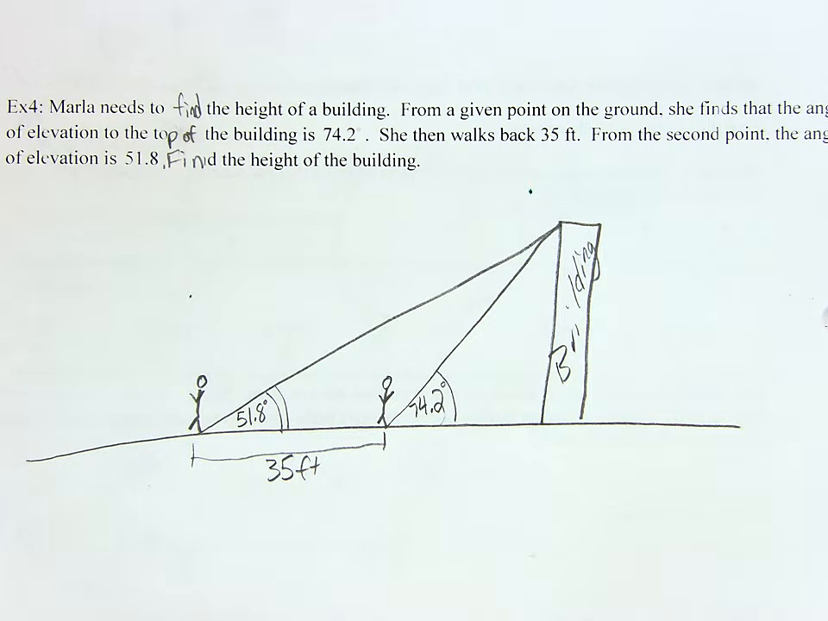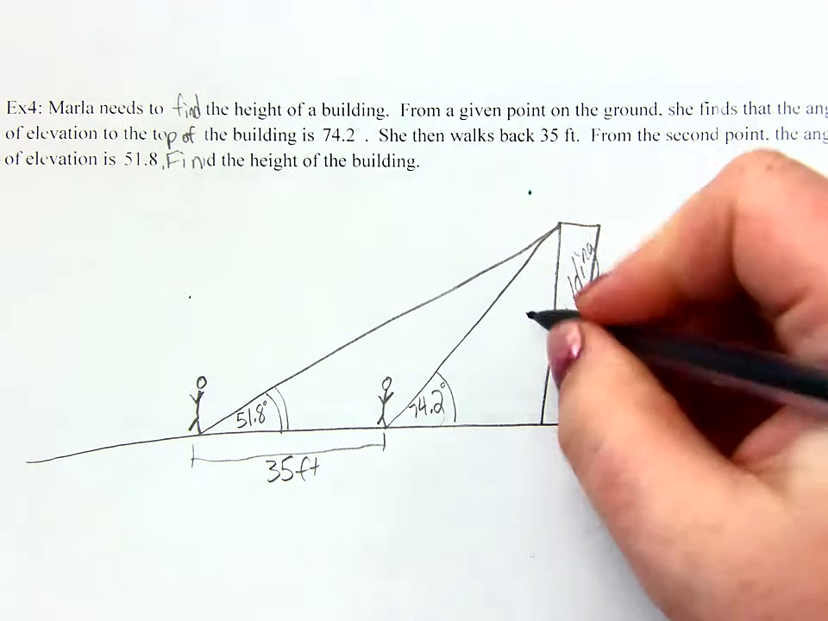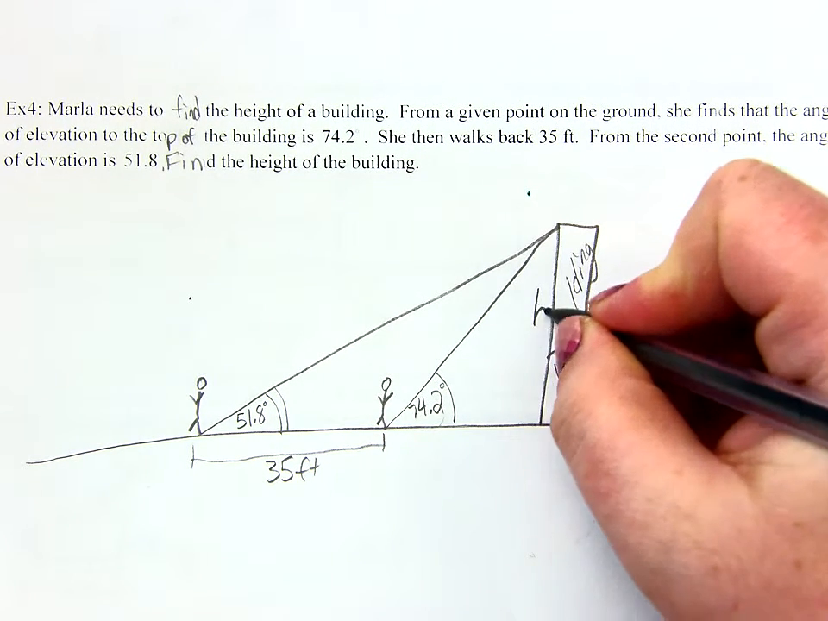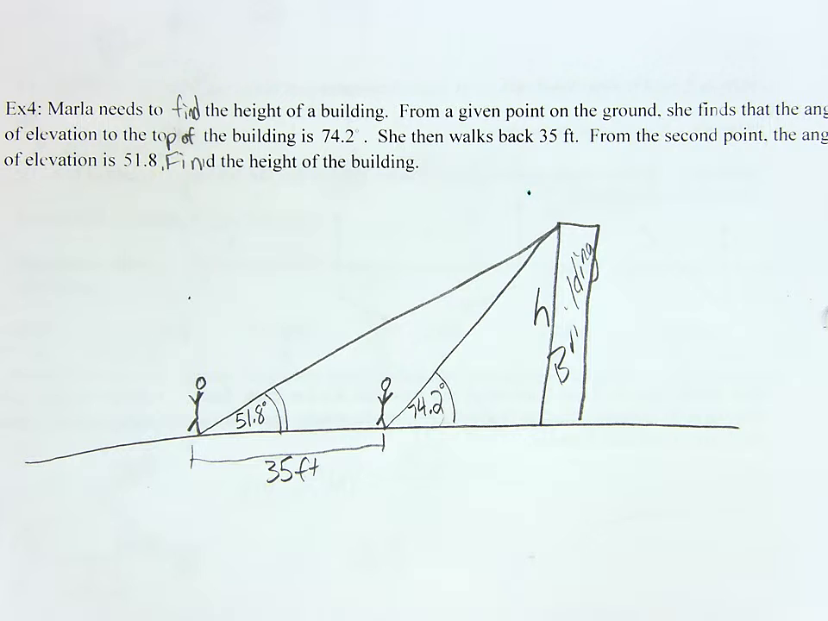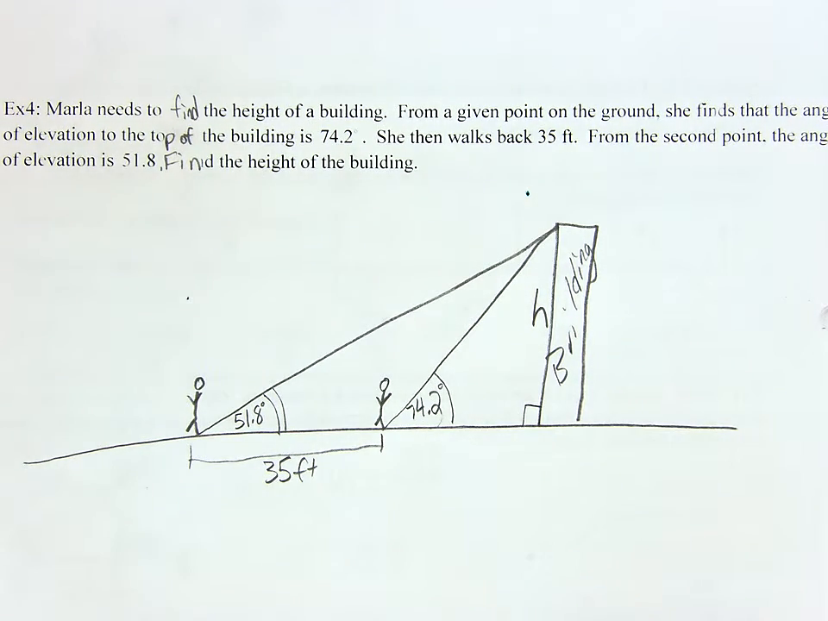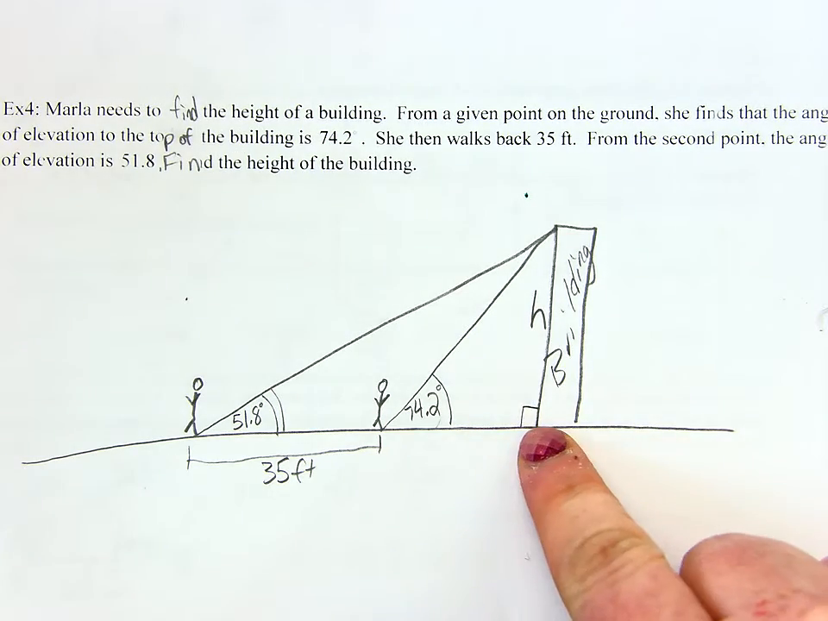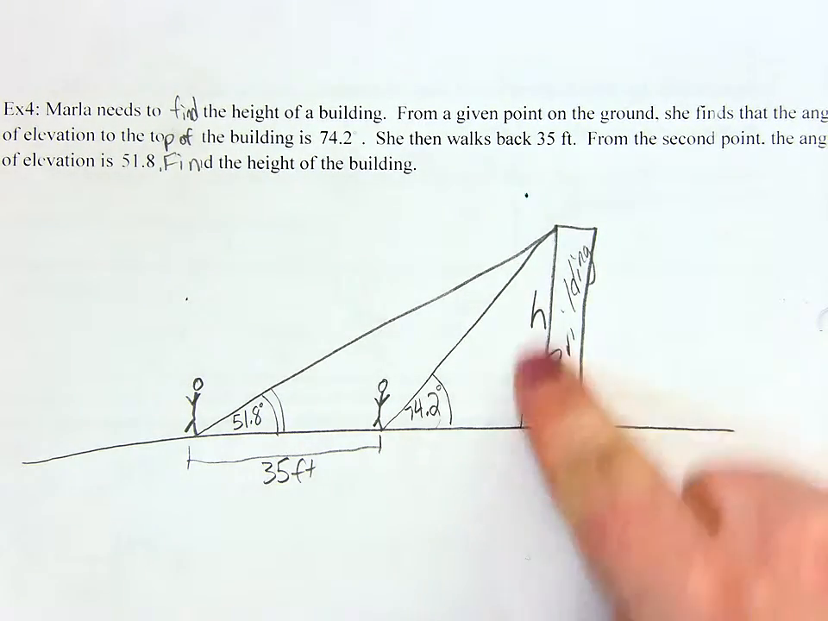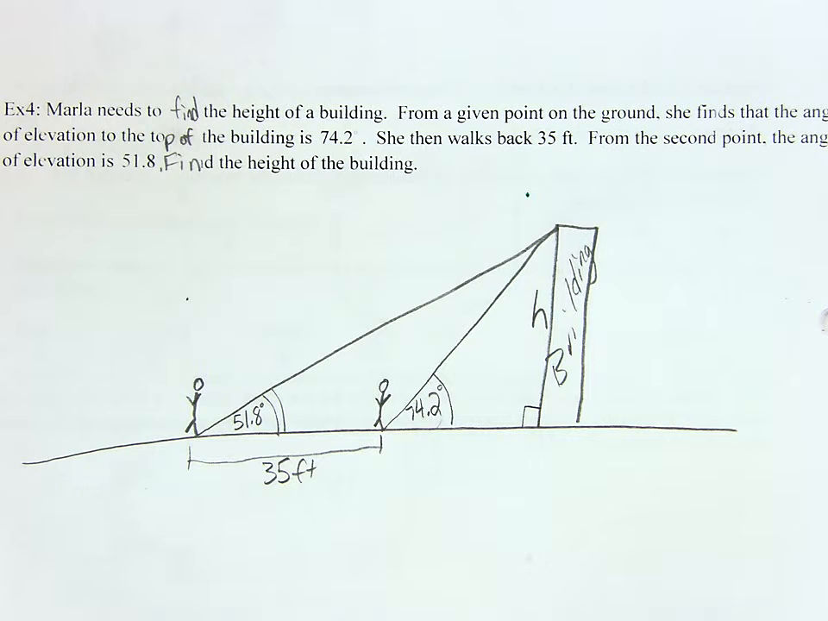I'm looking for the height of the building. Okay? So, I'll call that H. That's my ultimate goal, to find the height of the building. Yes, I have basically two right triangles. I have the smaller one here, and then this longer one here. But that's all the information I'm given, and I'm supposed to be able to find H.